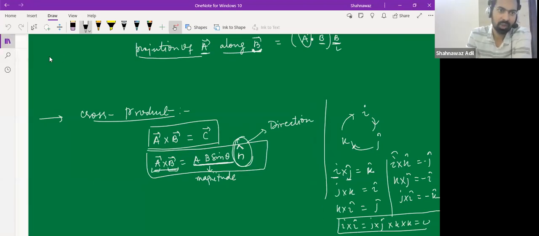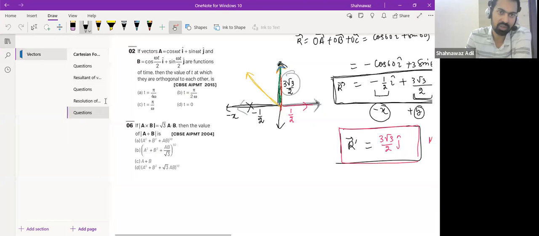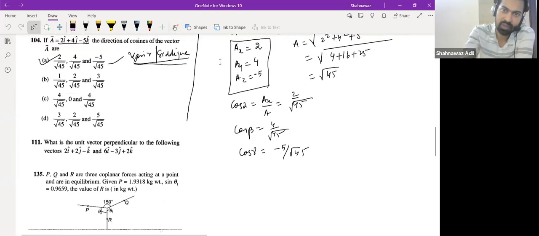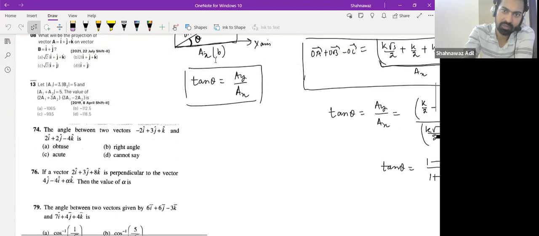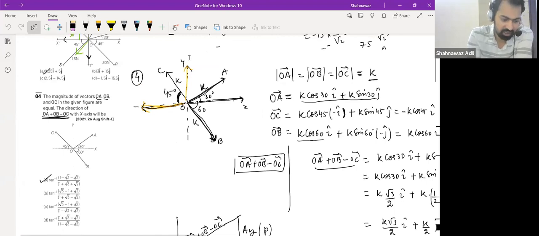Okay, so now we know the dot product and cross product. Now let us do some questions based on them. If you guys have any doubt, you can ask me. And always remember that the dot product is very useful in finding the direction of the vectors, and it is also used in finding the projection of the vectors.